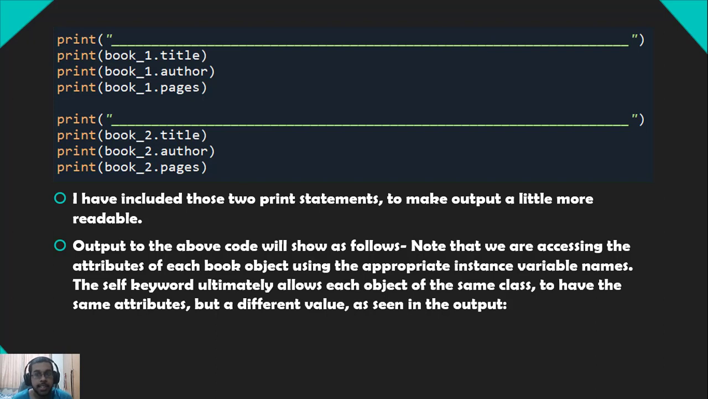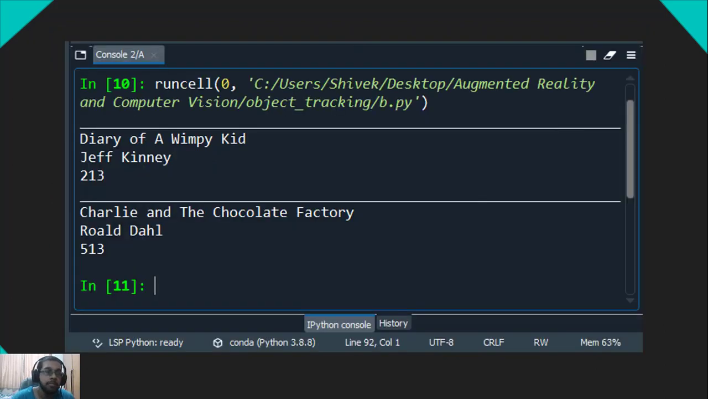Note that we are accessing the attributes of each book object using the appropriate instance variable name. The self keyword ultimately allows each object of the same class to have the same attributes but a different value as seen in the output. Excellent.